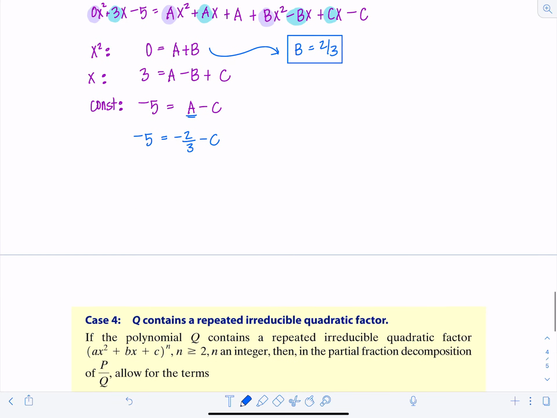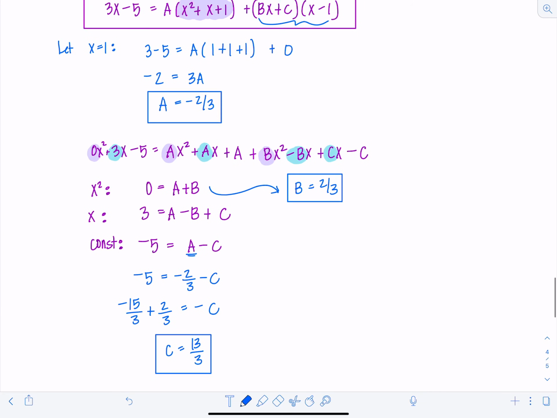If I add 2/3 over, that's negative 15/3 plus 2/3 equals negative c. So negative 15/3 plus 2/3, that's negative 13/3. So c equals positive 13/3, and I'm done. Okay, so in this case, we used a combination of the methods in order to solve the system because we had that irreducible quadratic factor.